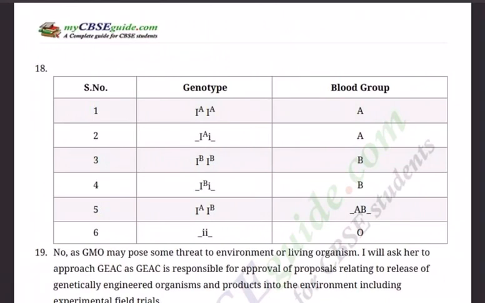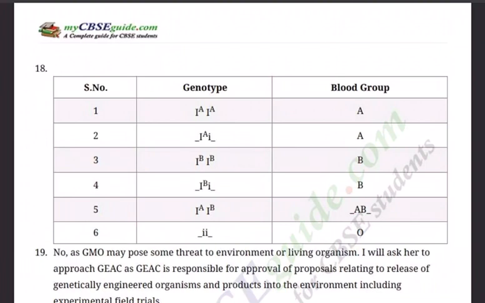Question 18. The following table shows the genotypes for A, B, O blood grouping and their phenotypes. Fill in the gaps left in the table. Now there is a table given, serial numbers 1 to 6. Genotype is given, blood group is given, so we need to fill in the blanks. Serial number 1 is genotype IA. Obviously the phenotype of the blood group will be A.